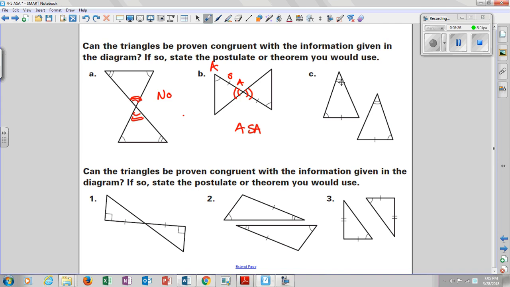For C, we have an angle congruent to another angle, so angle. We have this angle congruent to this one, and then we have this side. So you have angle, another angle, and a non-included side. That is angle-side.